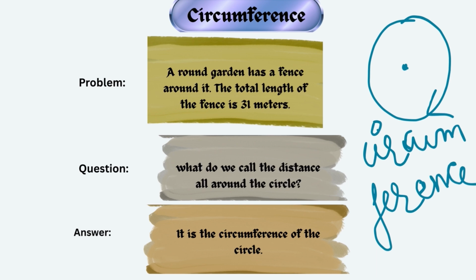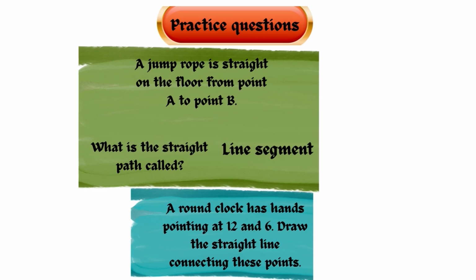Suppose we have a round garden with a fence around it, and the total length of the fence is 31 meters. So what do we call the distance all around the circle? It is called the circumference. Okay, got it? Now it's practice time.